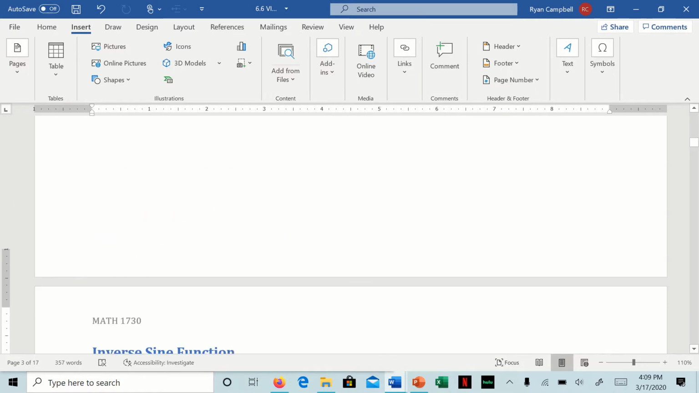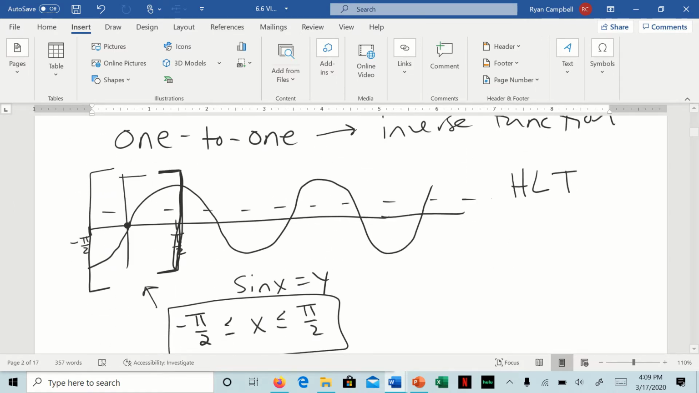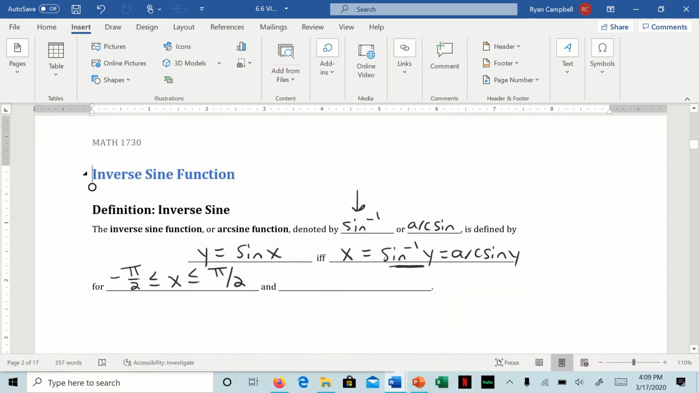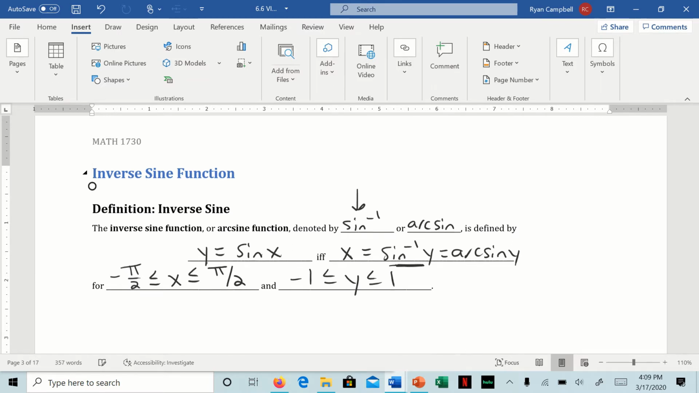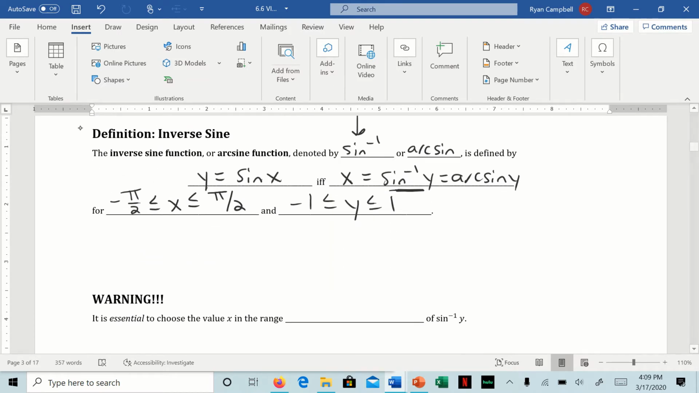Likewise, what do you know about y? How high up does the y go? Well, that's pretty easy. That's just 1 and -1. Good. So remember, it is essential to choose y in the range between negative pi over 2 and pi over 2. Now notice it's the range of the inverse sine. So this is the domain of the original, but that means the inverse of the inverse.